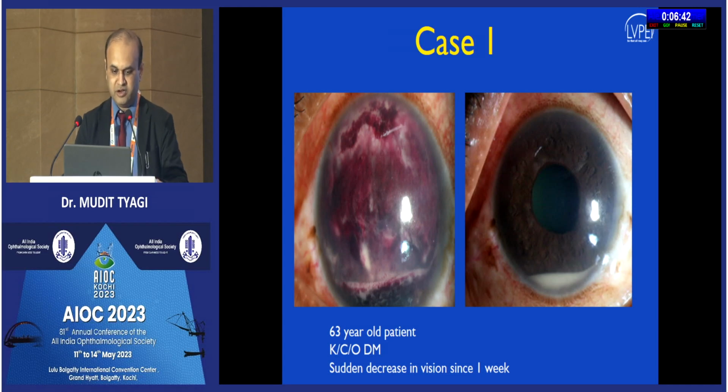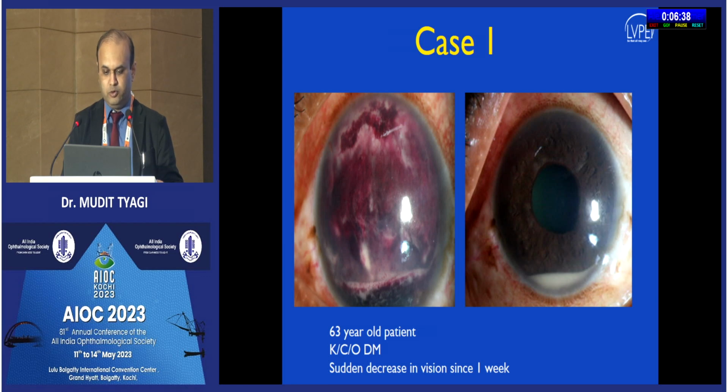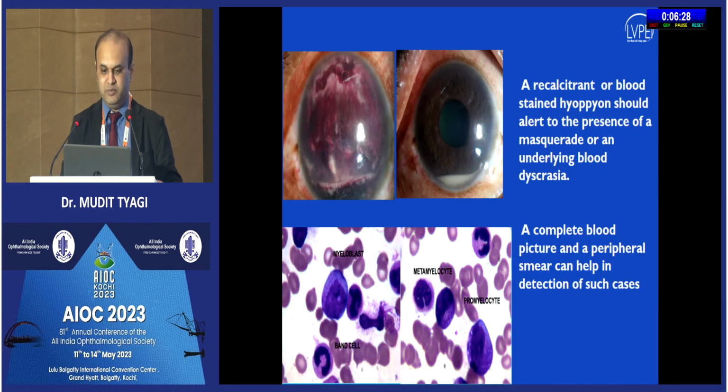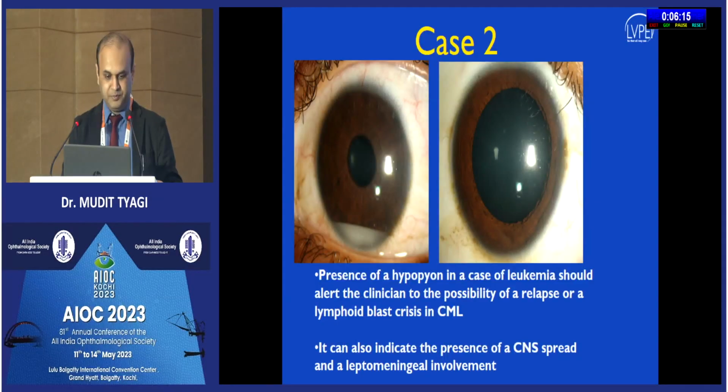So this was a patient who was a known diabetic who came to our clinic with a sudden decrease in vision in both eyes. He had a hypopyon in the left eye, but look at what's happening in the right eye: this large blood clot and this blood stained hypopyon. When we did a tap of this patient, the peripheral smear revealed the presence of myeloblasts and metamyelocytes. So a blood stained hypopyon can be a clue to an underlying blood dyscrasia. This was not inflammation otherwise, but a blood dyscrasia to start with.